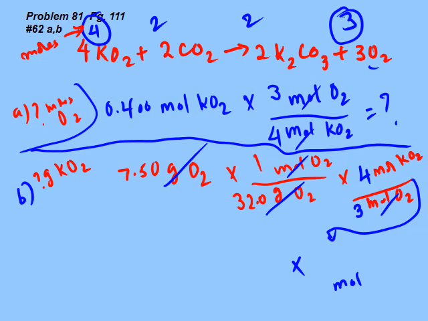Mole KO2 and gram of KO2. Again, mole-gram relation. We can look at the periodic table and get this value here. You need to look at the mass of potassium and oxygen mass has to be multiplied by 2 because there are two of them in this compound. So this is how you can do part B of number 62.